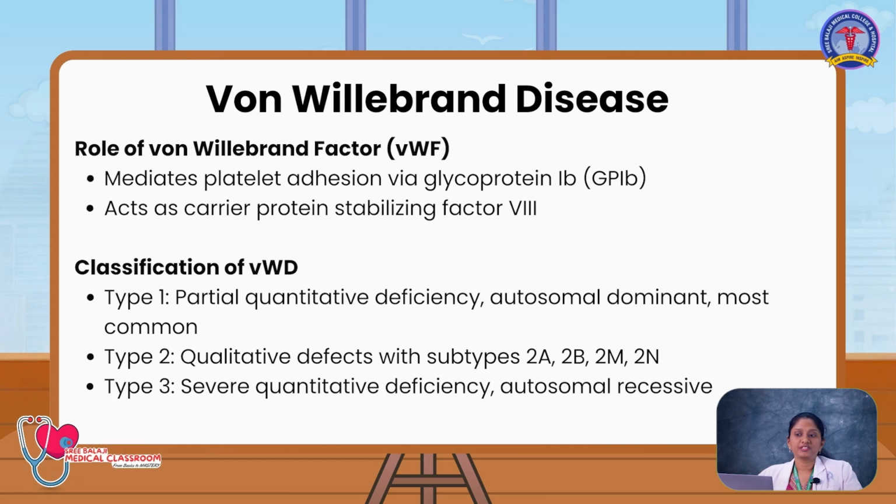So, we can classify von Willebrand's disease into type 1, type 2 and type 3 disorders. Type 1 disorder, there is partial quantitative deficiency. It is an autosomal dominant disorder and is the most common type of von Willebrand's disease. Type 2 is associated with qualitative defects and type 3 there is severe quantitative deficiency in these cases.